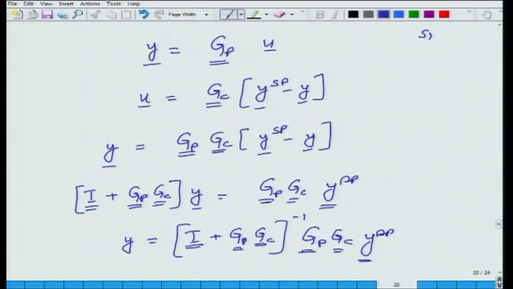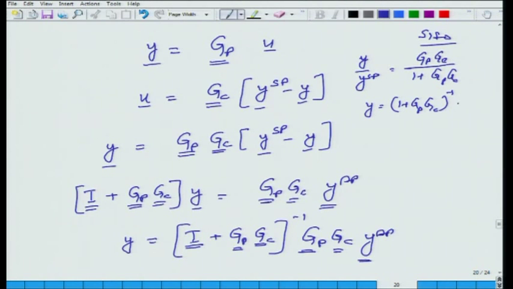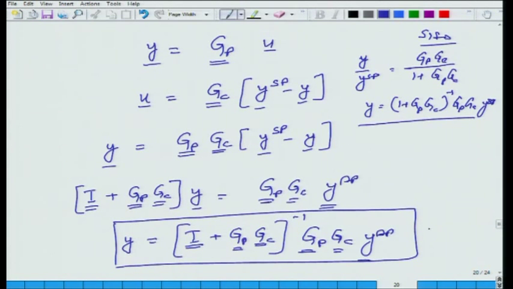Remember, for seesaw systems what we had, do you see the analogy? For seesaw systems, y over y set point was actually GP GC, the individual transfer functions, divided by 1 plus GP GC, and so y is equal to (1 plus GP GC) inverse times GP GC times y set point. Do you see the analogy? This is for a seesaw system, this is the equation for a multivariable system, but the analogy with the seesaw system is pretty clear.